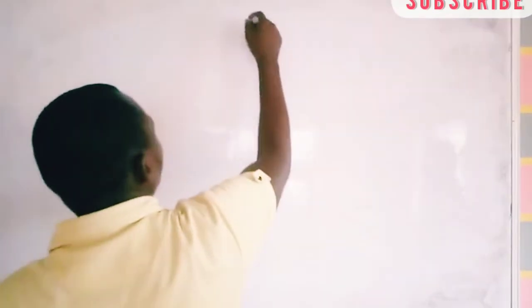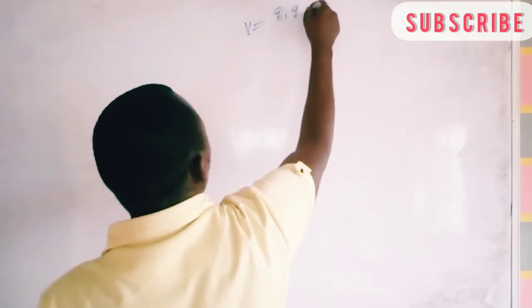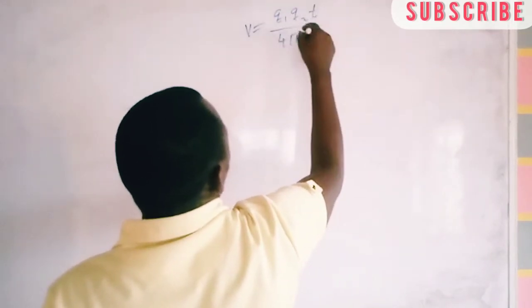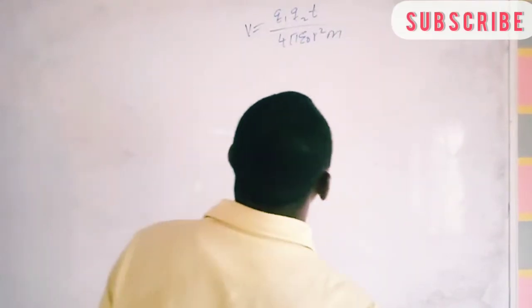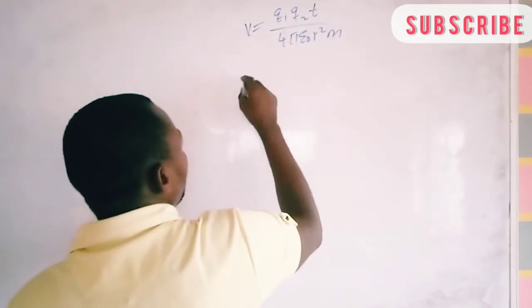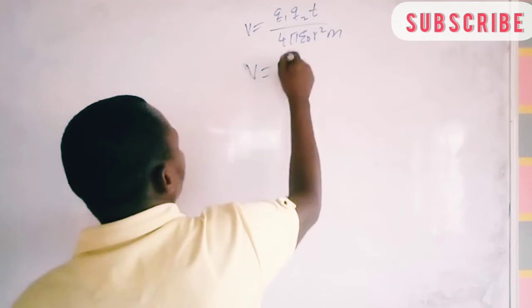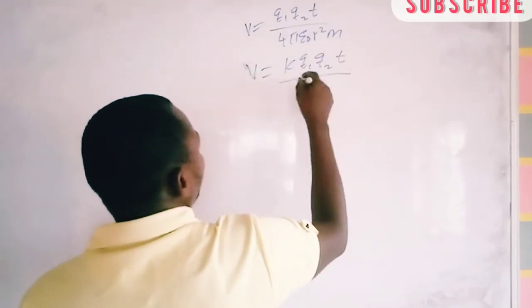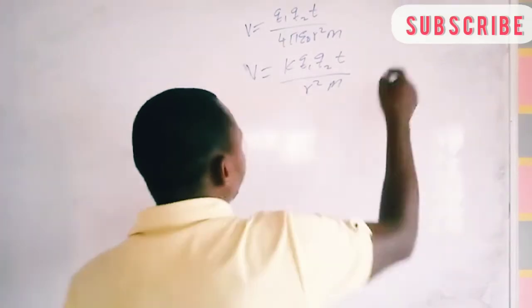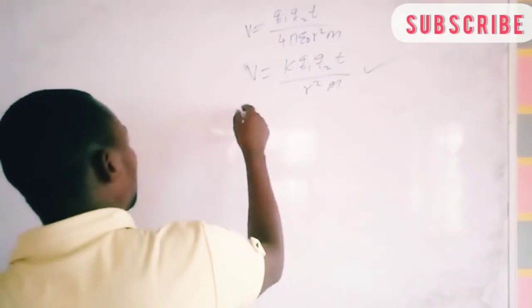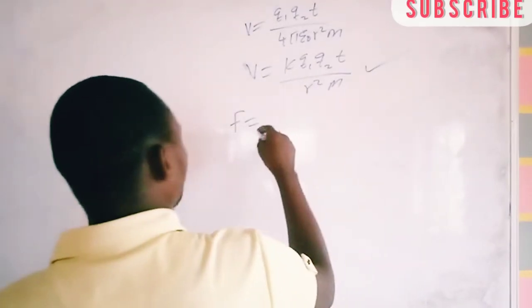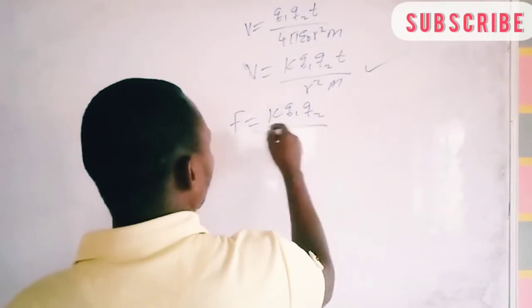Knowing fully well that our V equals Q1 Q2 T over 4 pi E naught R squared M, since 1 over 4 pi E naught is K, it can be written as V equals K Q1 Q2 T over R squared M. These are the formulas you should take notes of. Also, F equals K Q1 Q2 over R squared.